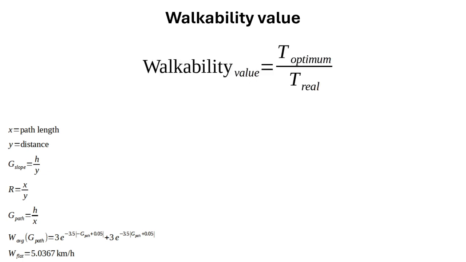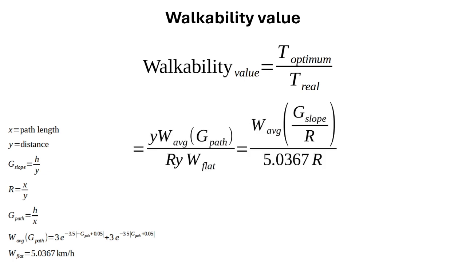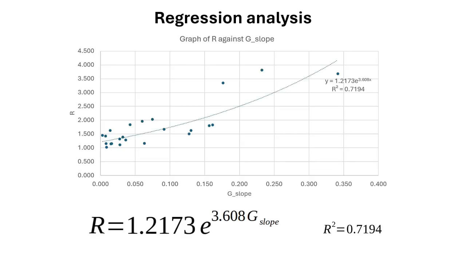The walkability value is defined as T optimum over T real, which produces this expression involving the independent variables G slope and r. In order to increase the usefulness of this function, we want to simplify the walkability value into a function involving only G slope. We do this by expressing r as a function of G slope. When we plotted r against G slope, we found an exponential relationship between them with an r squared value of 0.7194, which we considered an acceptable fit.